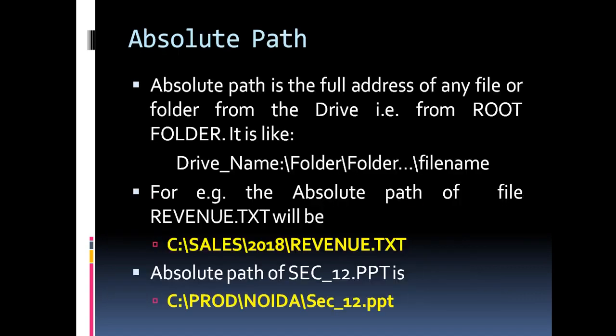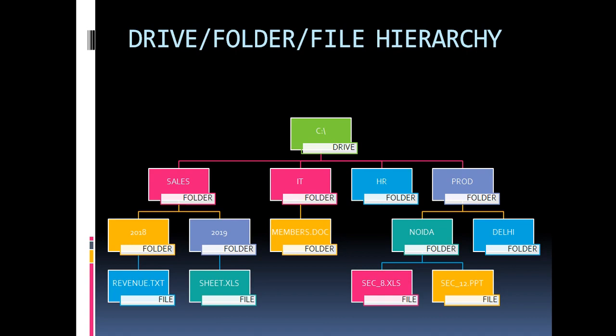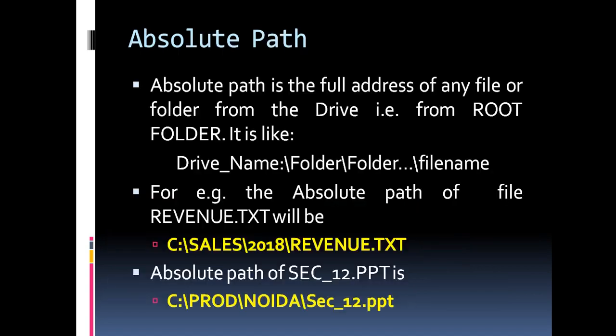Now, with reference to the hierarchy shown here, we will see what an absolute path is and what a relative path is. The absolute path is the full address of any file or folder from the drive, that is, from the root directory. For example, we write the drive name, colon, slash, folder, and so on, and finally we reach the file. This is called the full address of any file.